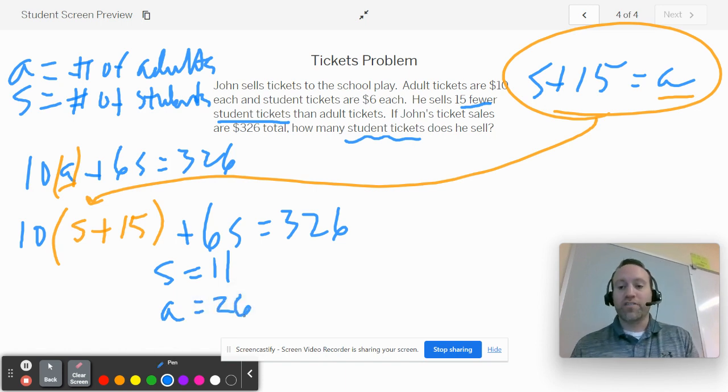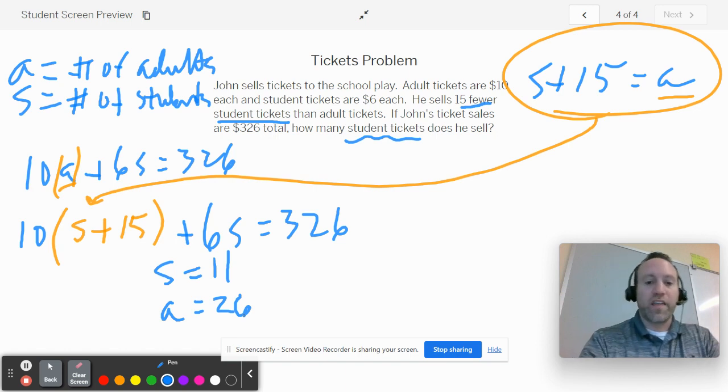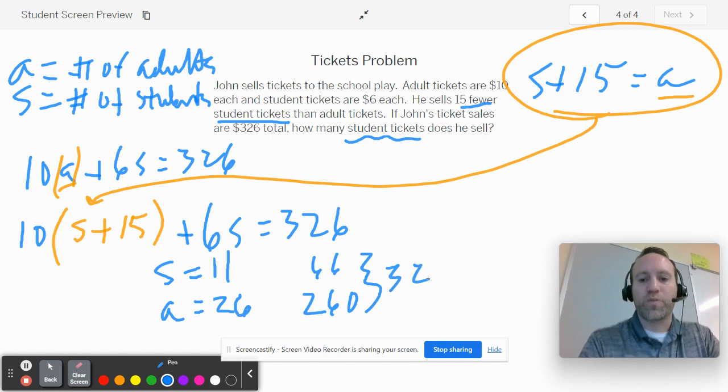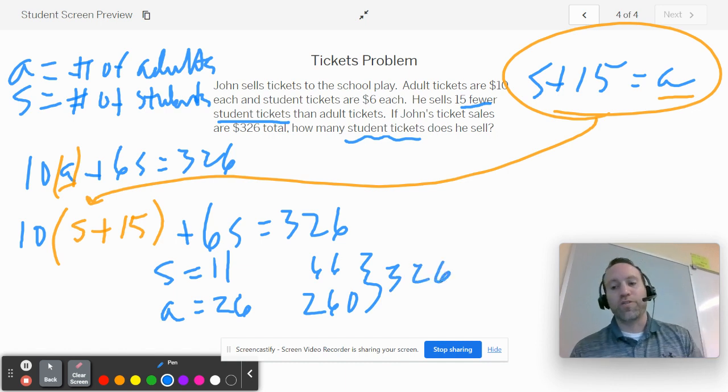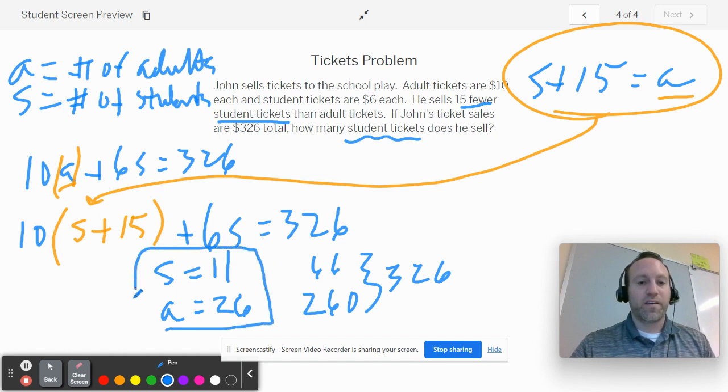And if you wanted to check your answer, you could, because you know the value you should have. That would mean you sold $260 worth of adult tickets. You sold $66 worth of student tickets. Add that together, what does it come out as? 326. Hey, that matches. You know you did it correctly. So you can substitute it back in just to check. And there you go.